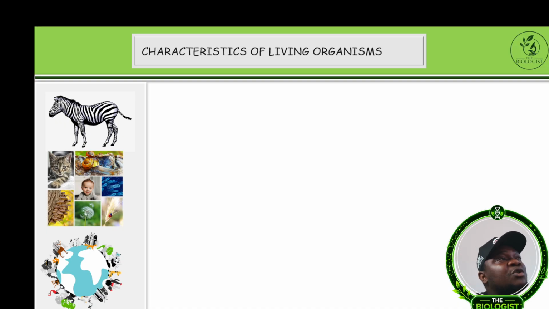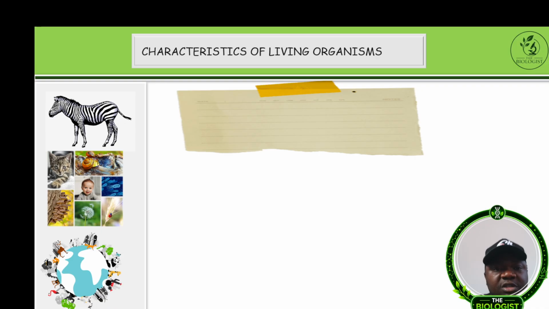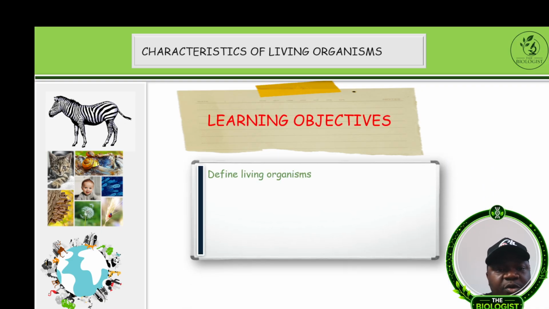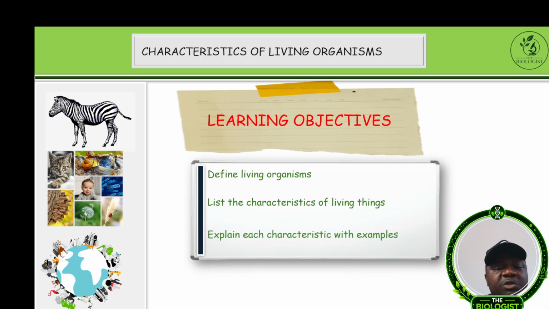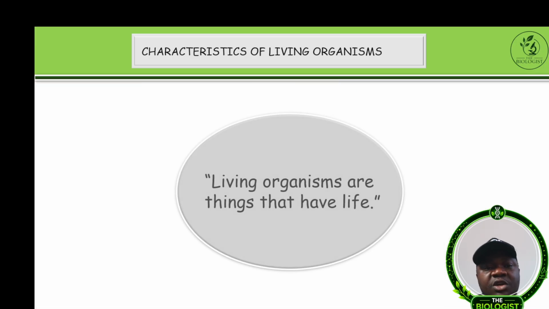So, today we are going to discuss the elementary part of biology, which is the characteristics of living organisms. Living organisms have these clear characteristics that make them very unique, and these characteristics are what we're going to learn in this lesson. So the learning objectives are we need to know how to define living organisms. We're going to list the characteristics of living things, and we're going to explain each characteristic with good and clear examples.